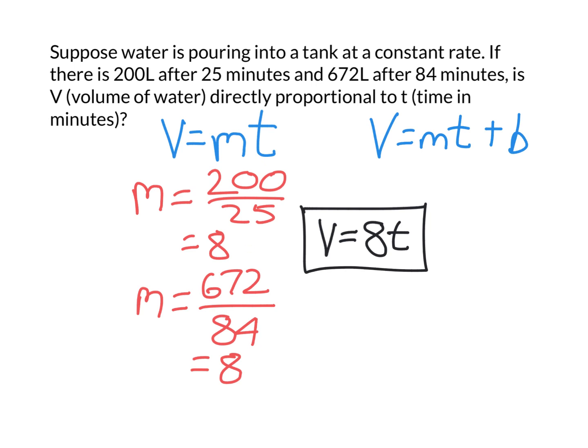If these two numbers did not agree, then there must have been some amount of water in the tank to begin with, and that would mean the true rate of increase would be less. So when you're asked about direct proportion, you're just being asked: are the two variables related by some multiple? Is one variable just a multiple of the other without anything being added?